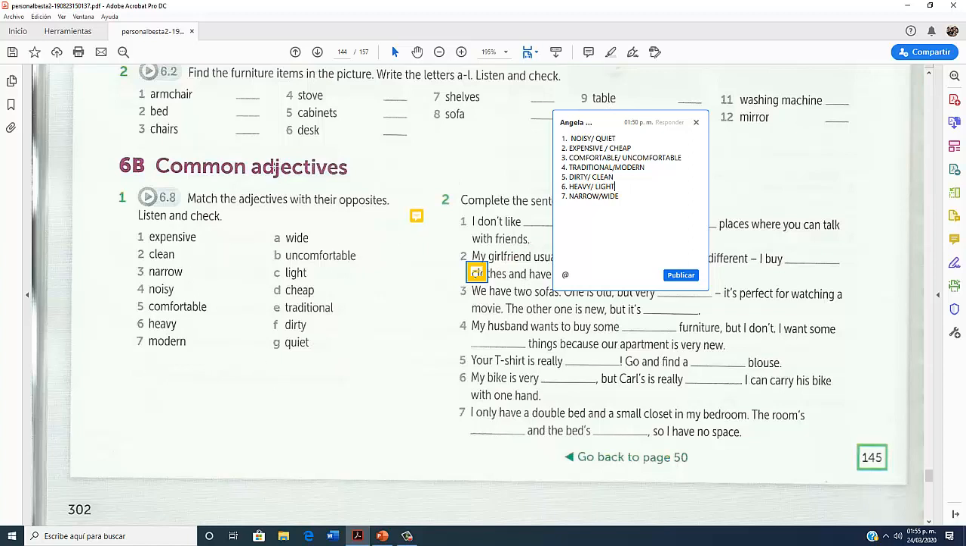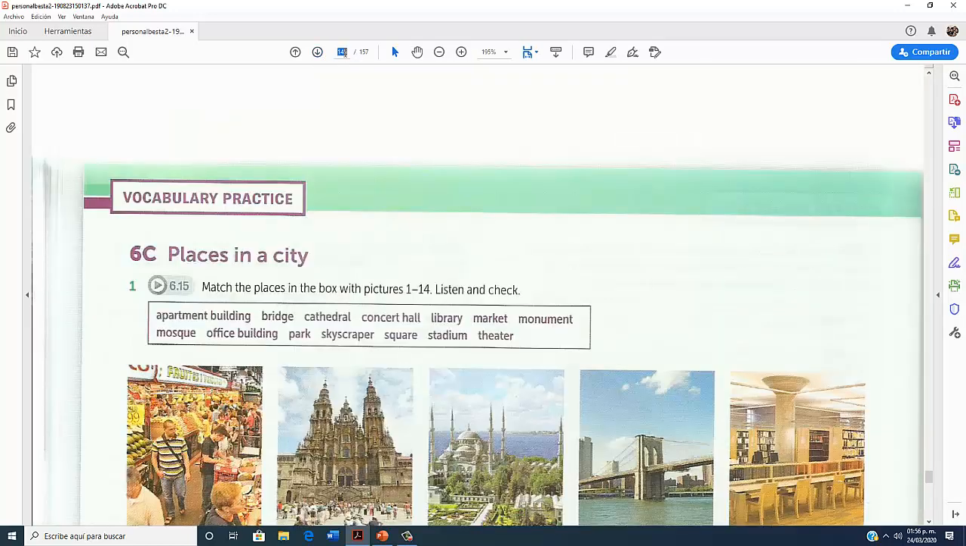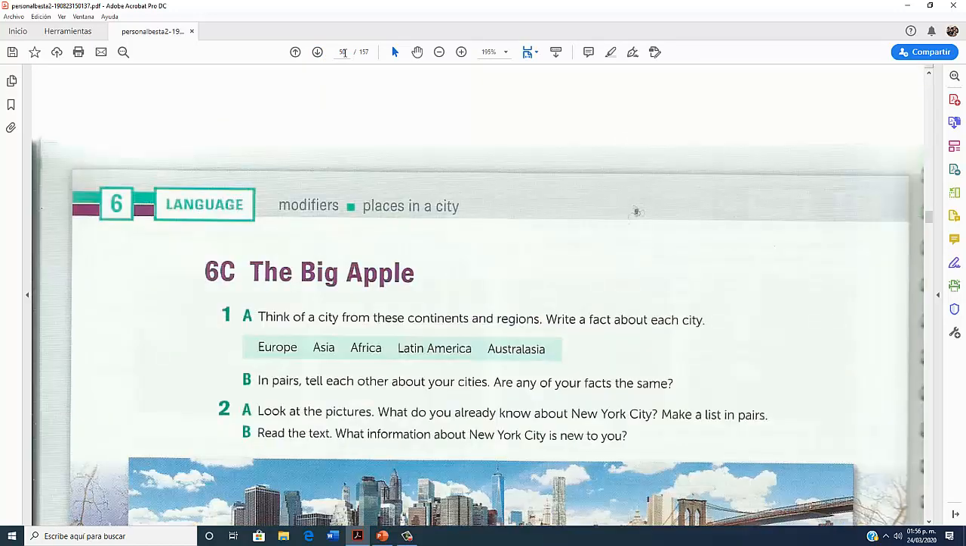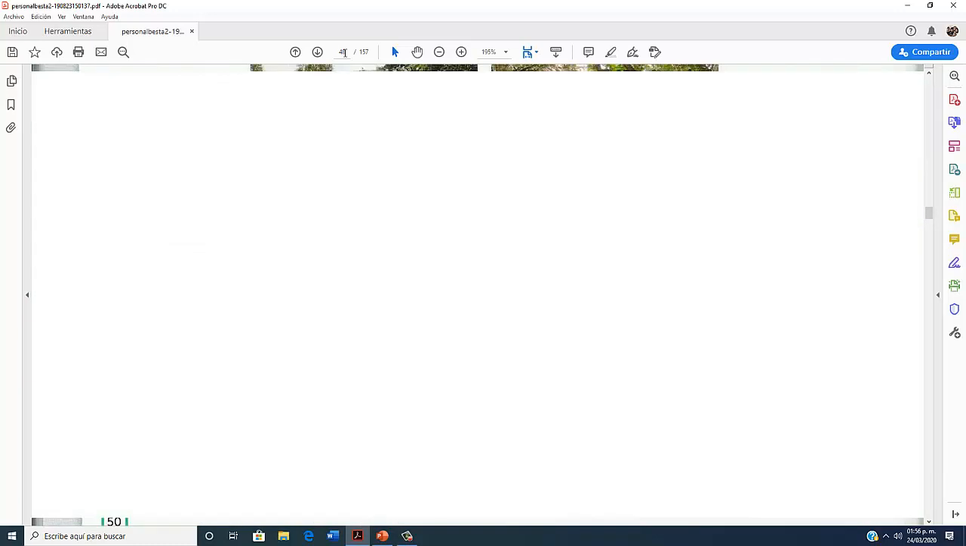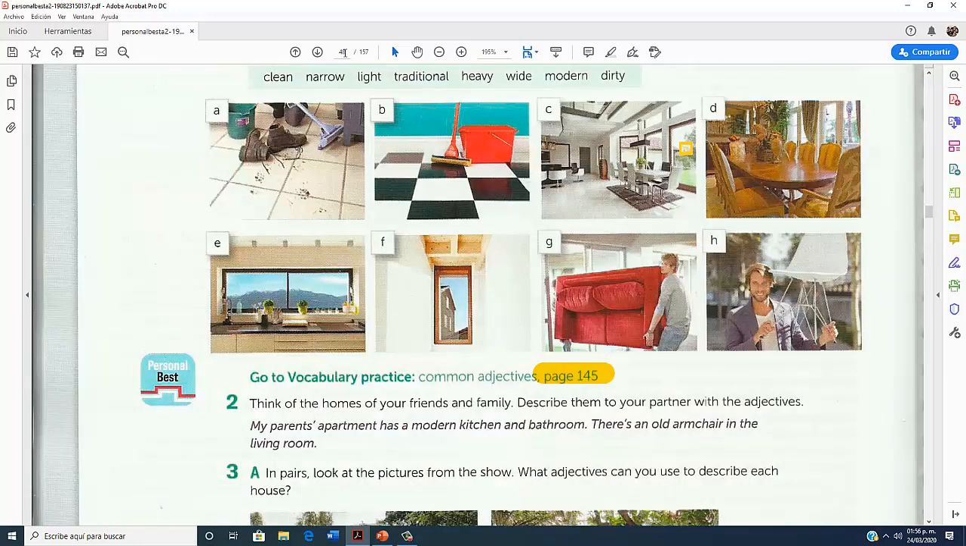Okay, but first you have to get familiar with them, with their opposites, and also with their meanings. And how do you do that? Just practicing. Okay. Now we continue with page 50. Was it page 50? Oh no, it was the previous one. Here we have this one.